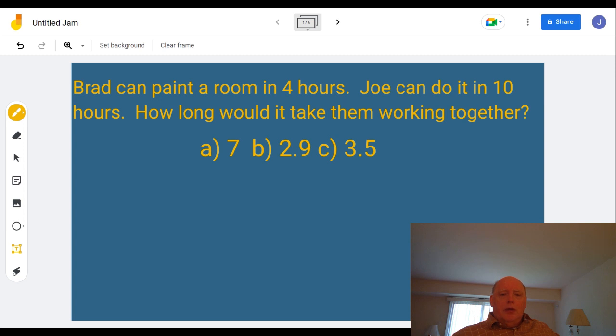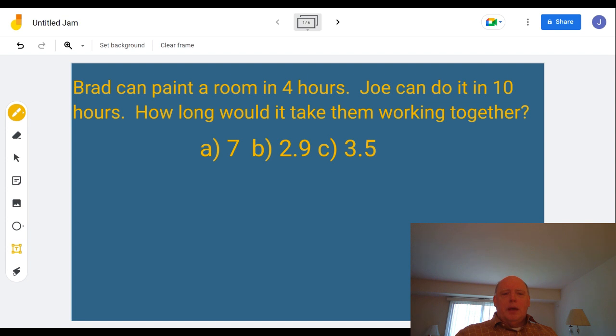Hi guys, so these are what's known as combined rate problems. Typically two people are trying to accomplish some task, and you're given how long each of them can do it alone, and then you're asked how long they would take working together. And there are combinations of that where they give you different things and ask you to solve for different things.